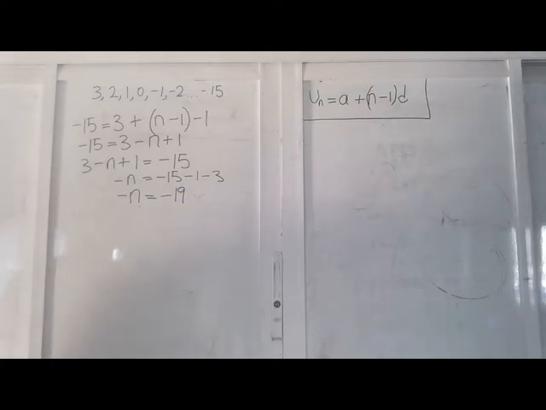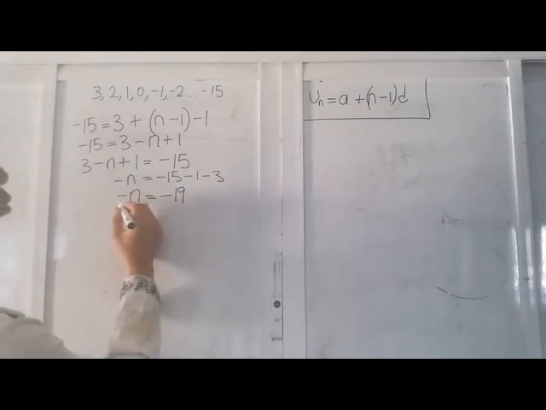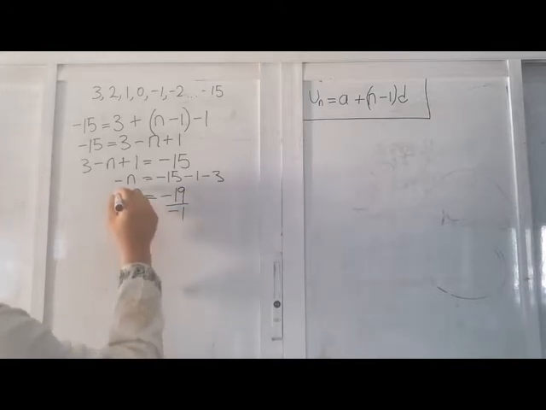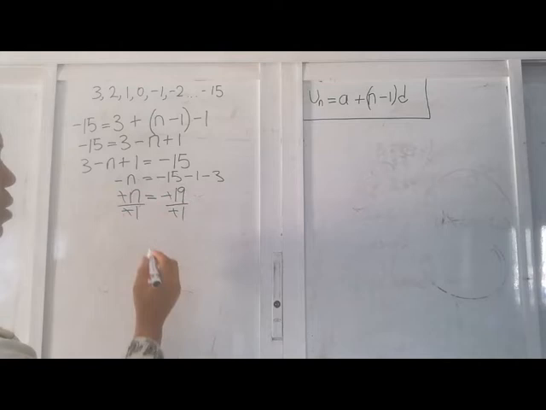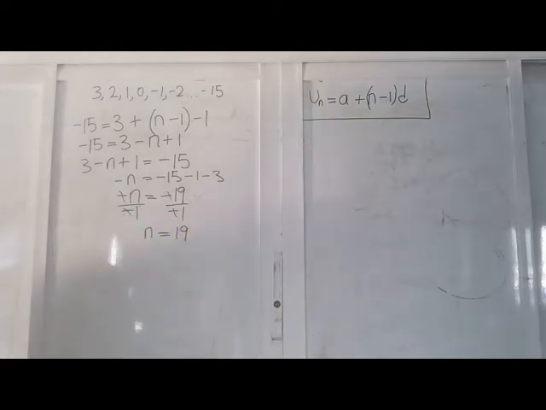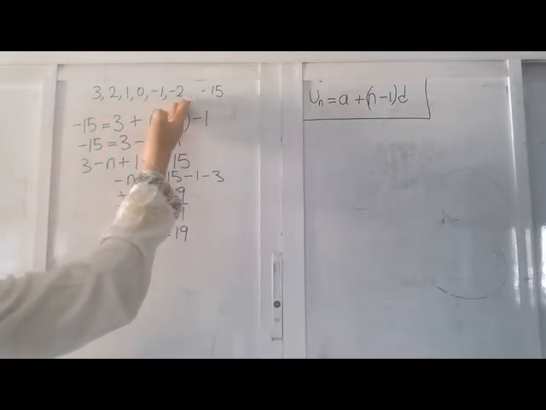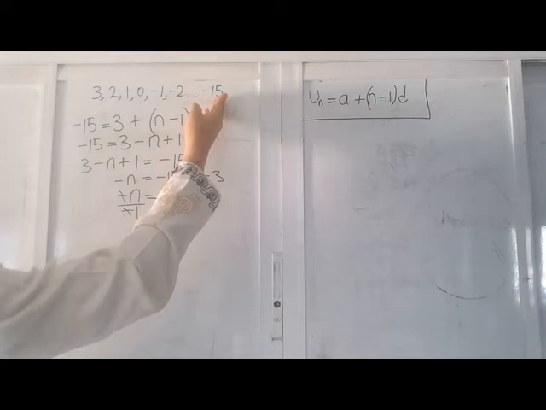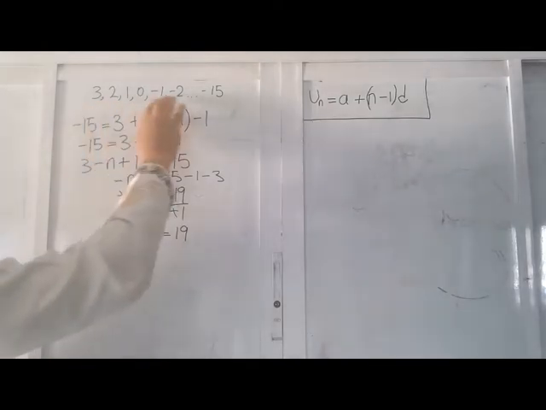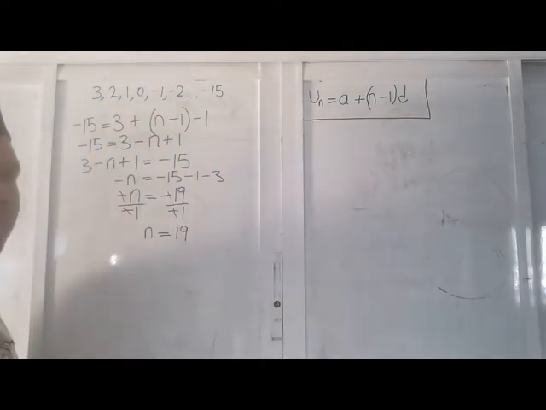But remember, we are looking for n, not minus n. So to remove the minus, we divide both sides by minus 1. So that minus cancels minus. Our n is equal to 19 as the answer. What it means is that if you continue with this progression, the term that will give you minus 15 is the 19th term. And that was the question they asked us: how many terms are in this arithmetic progression? And we have calculated them to be 19 terms.